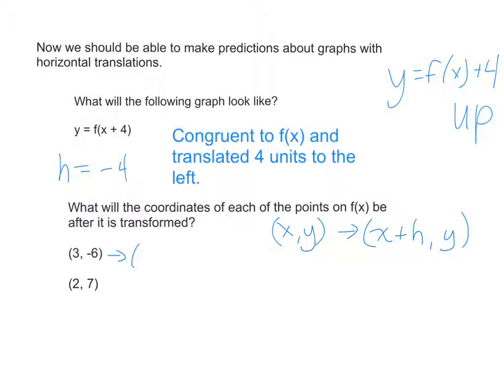3 minus 4 is -1. And y stays the same as -6. And then 2, 7. X plus h. H is -4. 2 minus 4 is -2. And 7.